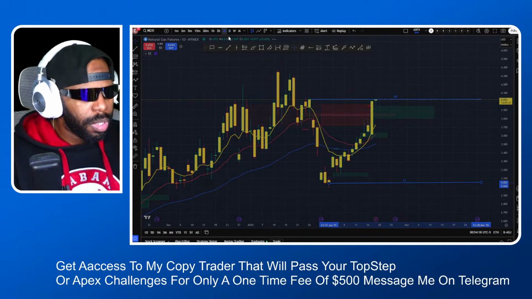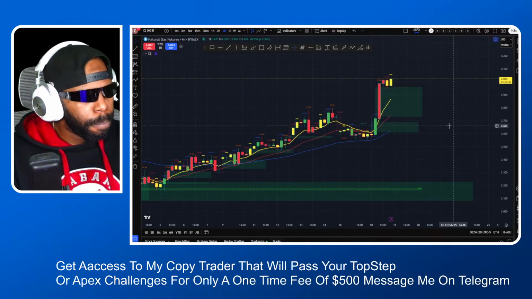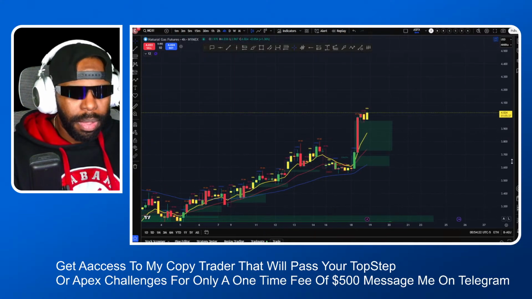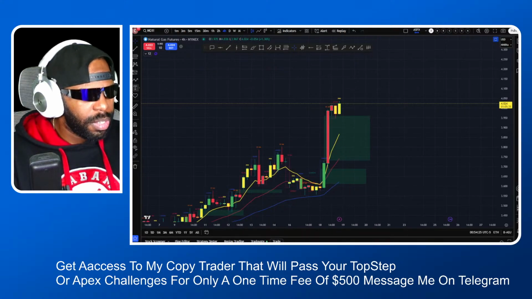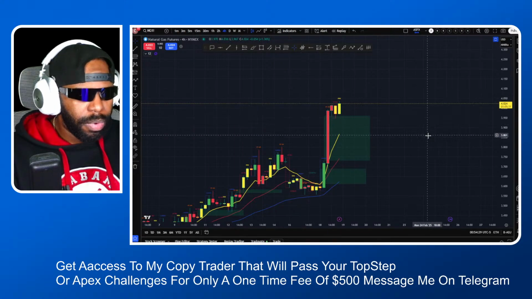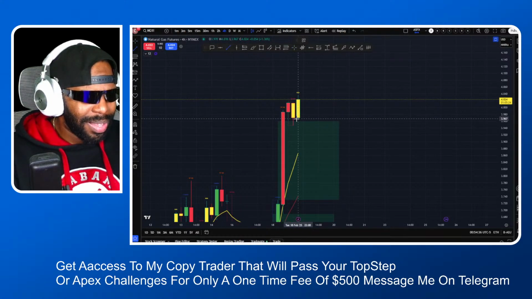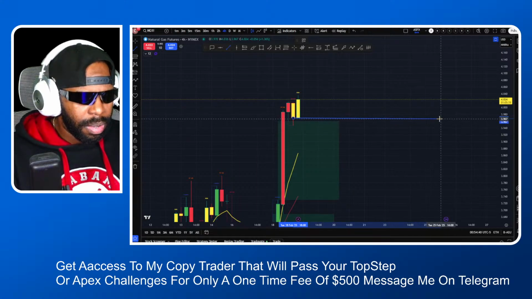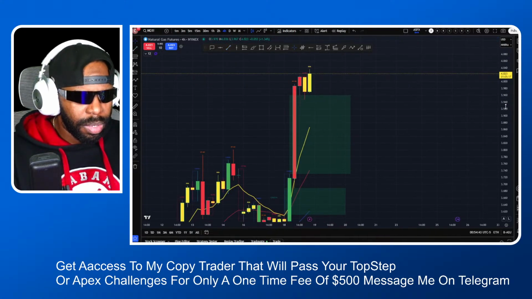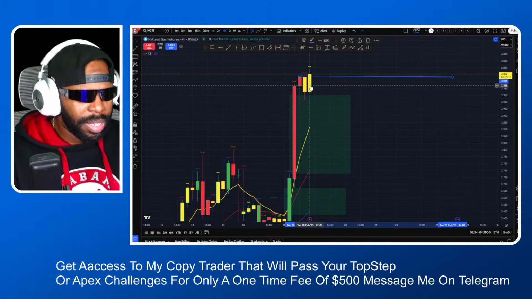Let's go look at the 4 hour. On the 4 hour, we're definitely bullish. Now this is not a clean elbow. I like to look for clean elbows, but we're going to make this level right here the higher high, because right now this candle hasn't closed yet.